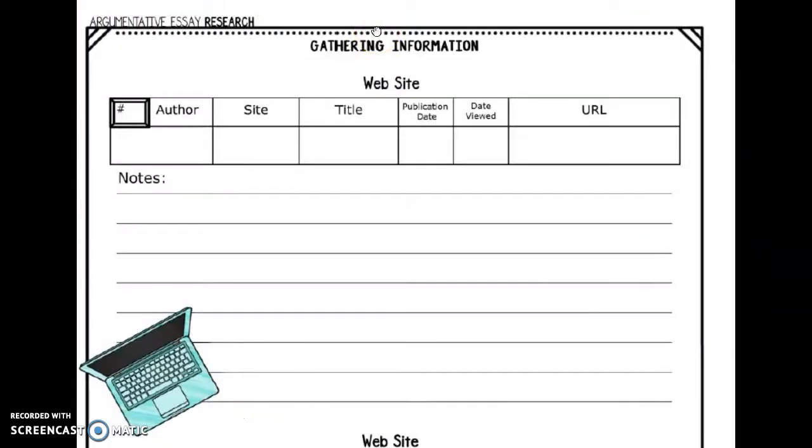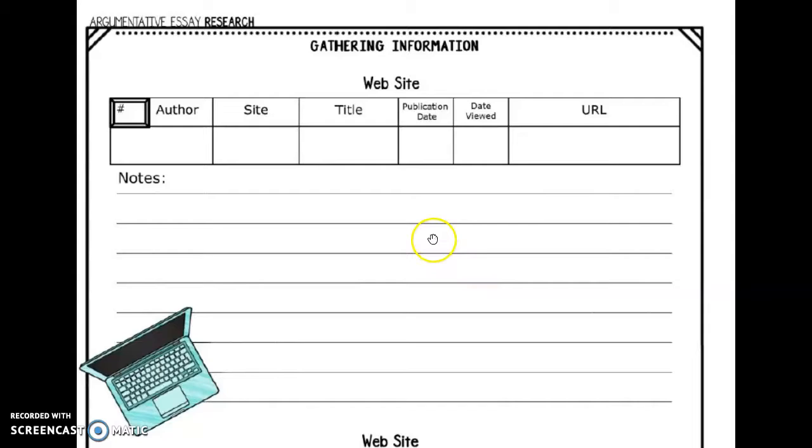The next thing you're going to be working on in your argumentative essay is to start gathering information for your research. We will be needing to gather our information from websites since you are not at school and don't have access to any books. I am going to be asking you to gather your information from the web.